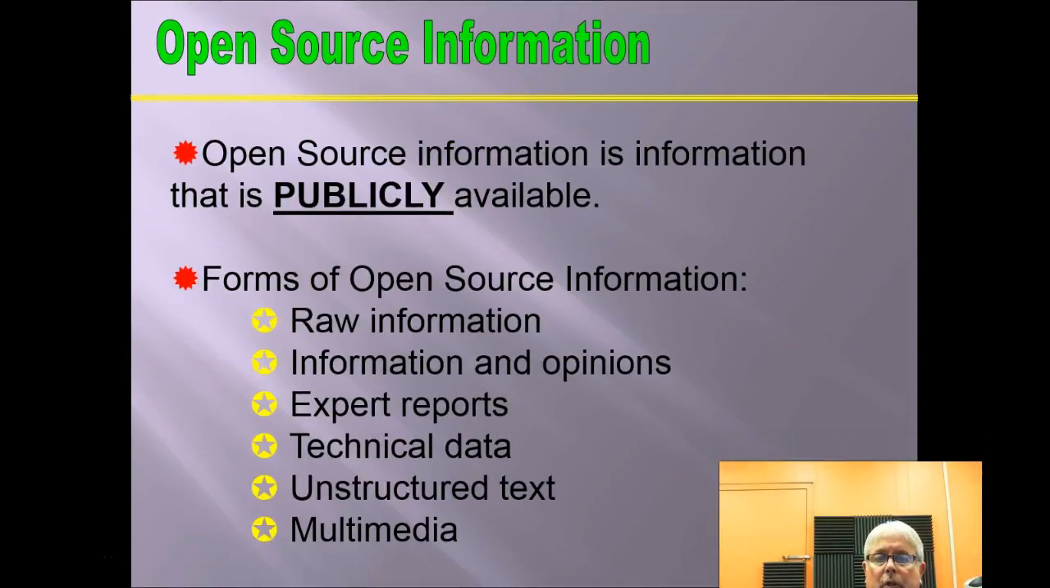Open source information is public information that is publicly available. It's common knowledge. It could be raw information on the interweb, as I call it. Not all that information is true. Information and opinions, expert reports, technical data, unstructured text, multimedia, all those things are on the web every day. When people blog, and I have a blog, that's just micro-publishing. All that stuff is not true, but it is available. It is up to you, the consumer, to decide what is true and what is not true.